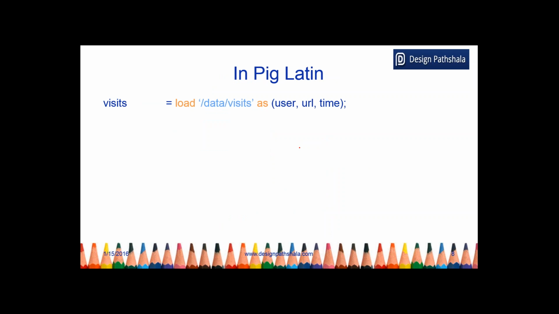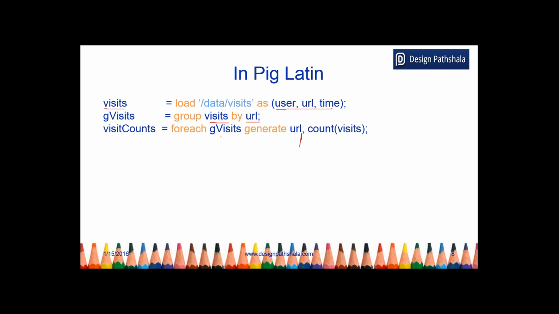So this, each step in the data flow diagram which I drew would be visible in the code. My first line would be something like this: visit, load, my file name, and the different columns available in the file. Then I'm grouping this file by URL. After that, for each group, I'm generating the URL and the counts of visits.